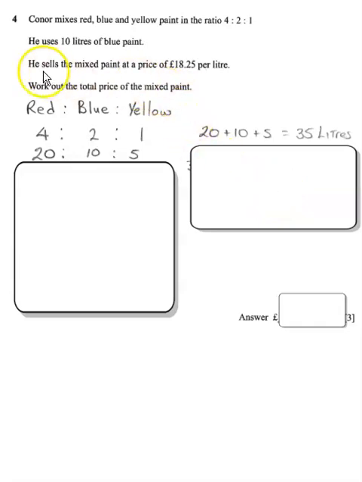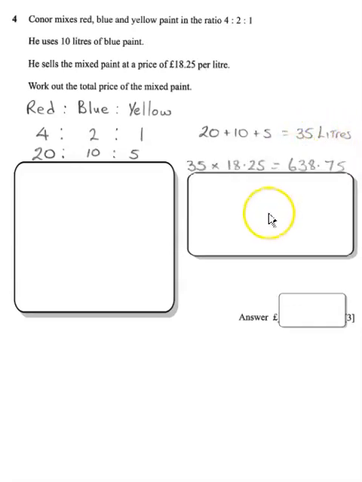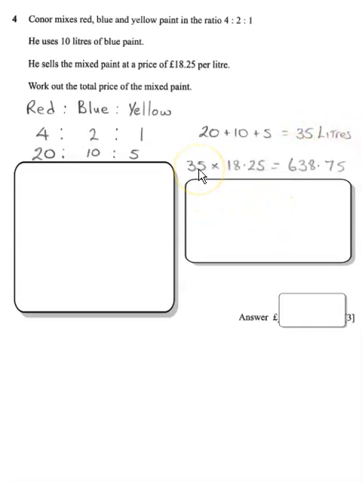And this would make the mixed paint. What we do is we take those 35 litres and times it by £18.25. This gives you the total cost or total price of the mixed paint. We have 638.75.